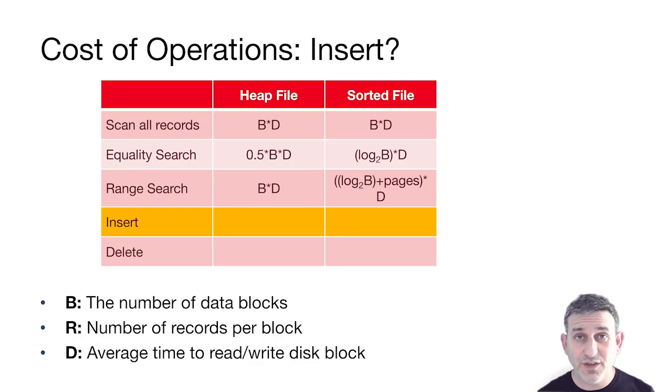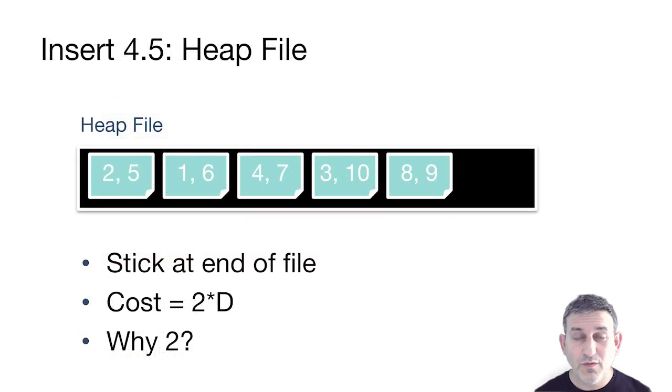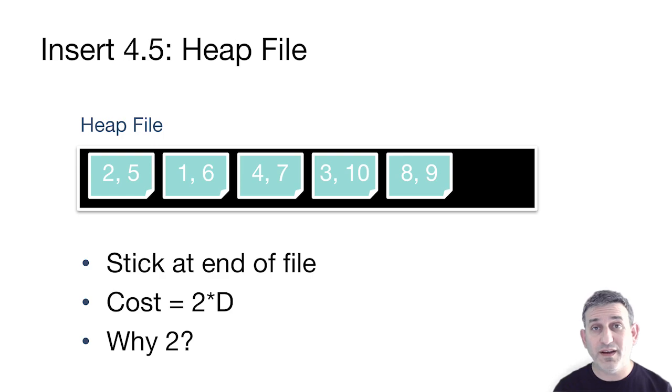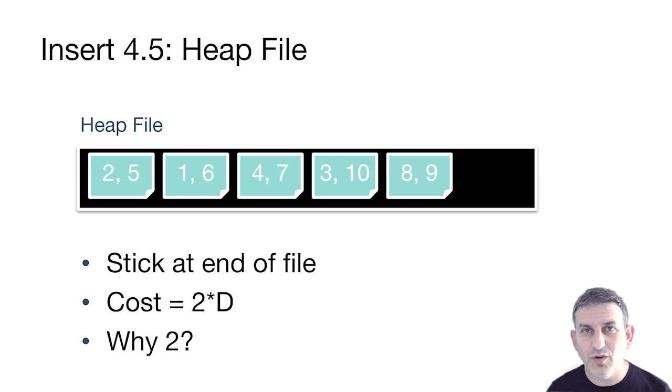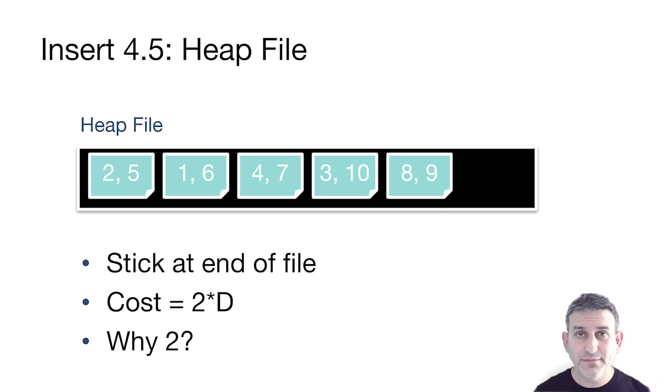Now let's look at the cost of insert. Remember our assumption that in a heap file, we'll do the insertion at the end of the file. And let's assume we can get the page at the end of the file directly via calculation. So we don't have to do any IOs to find that page. Really all we're doing is we're sticking a row into a page of a file. The cost of that is just 2D.